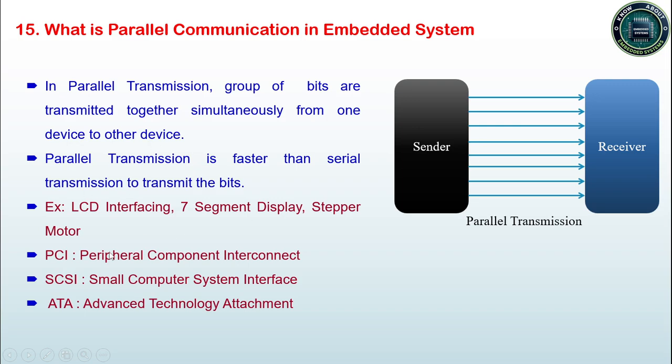Examples of parallel communication in our day-to-day life are LCD interfacing, seven-segment interfacing, and stepper motor interfacing. Along with that, there are some parallel communication protocols. One is PCI, which stands for Peripheral Component Interconnect. Then we have SCSI, Small Computer System Interface, and ATA, Advanced Technology Attachment. These three are widely used parallel communication protocols, usually used in our computers or laptops.